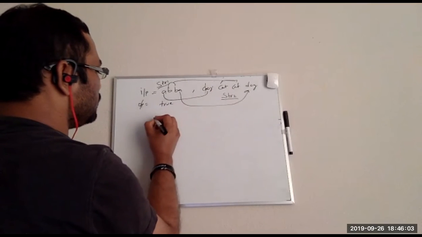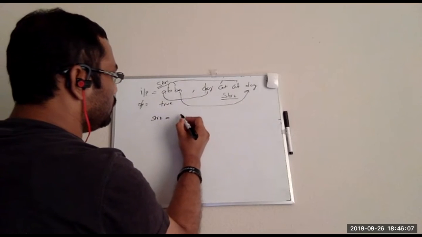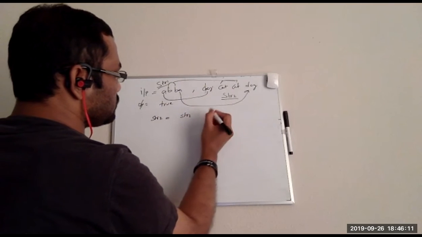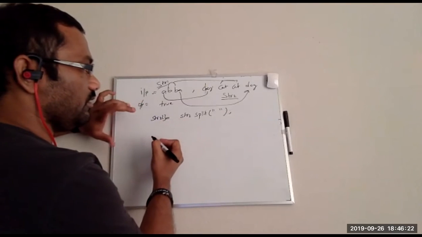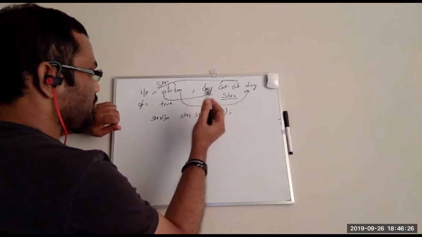We take string 2 and convert it to an array using string 2 dot split, using space. Looks good, so we'll get the string array here.